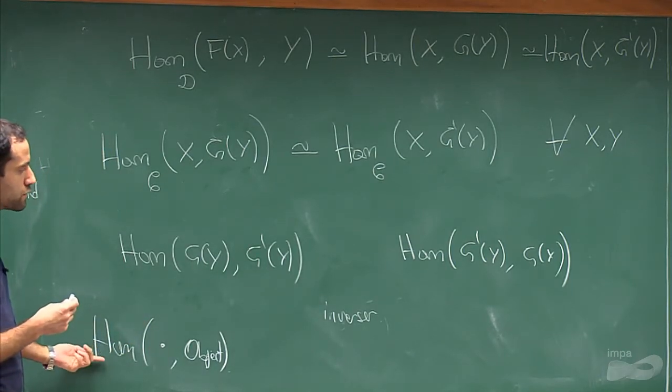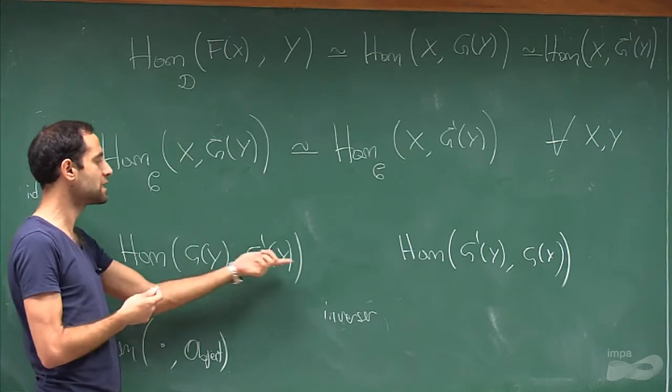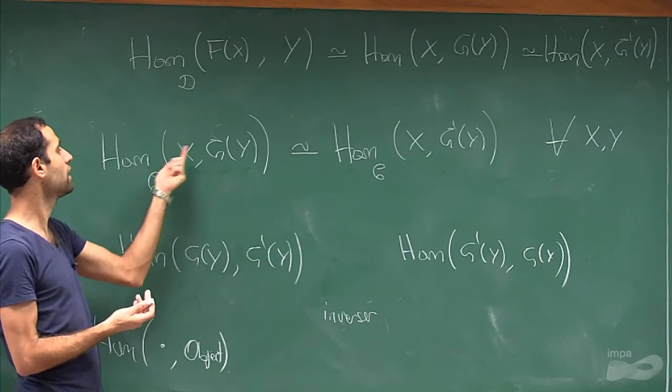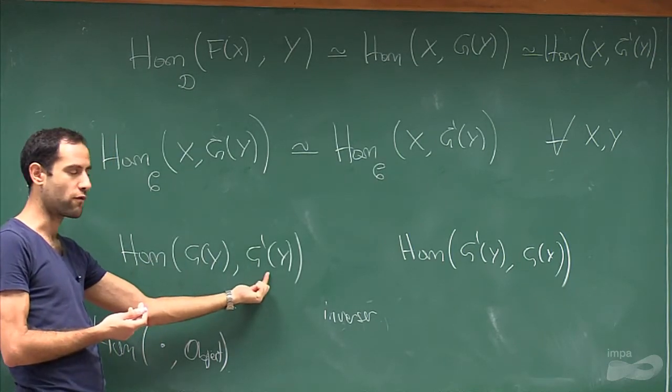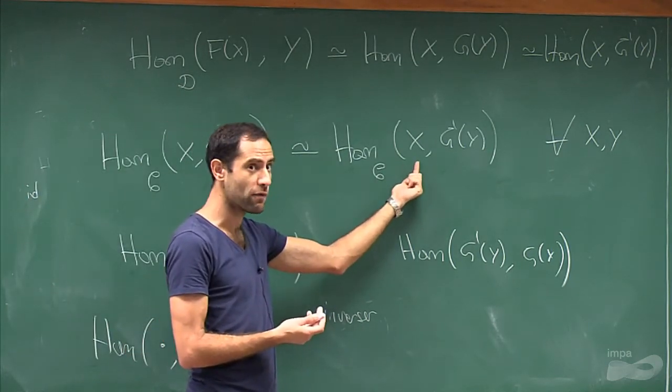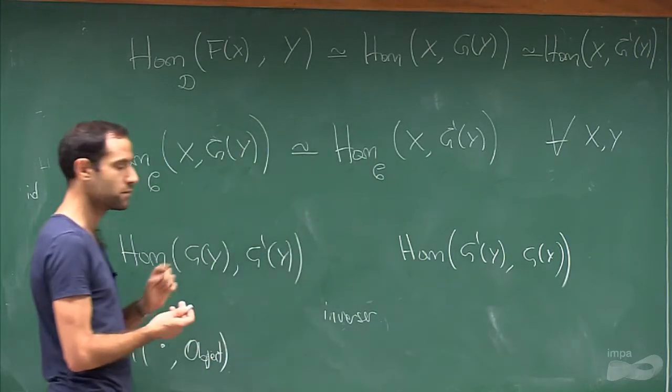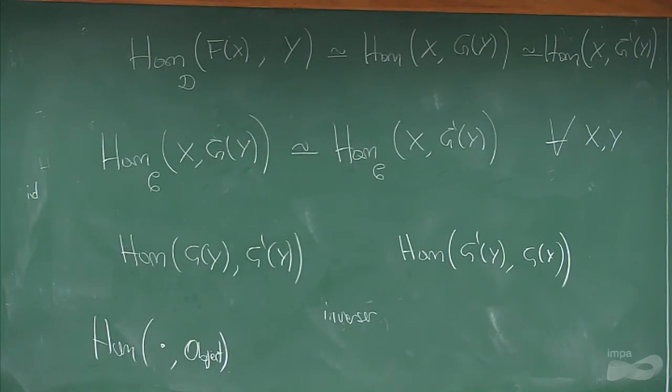I'll ask you to read it, but your argument in this particular case also works. If you just take x to be G(y), then we obtain a morphism from G(y) to G'(y). And if we take x to be G'(y), then we obtain the inverse of that morphism. So check that these two are inverse to each other.